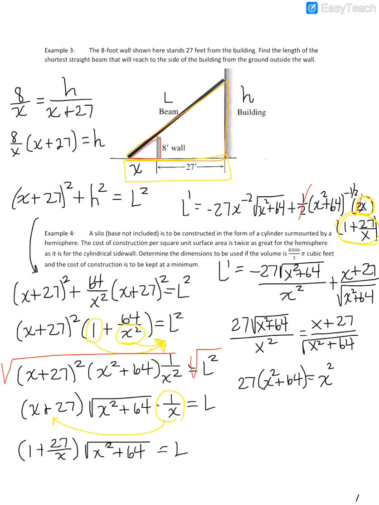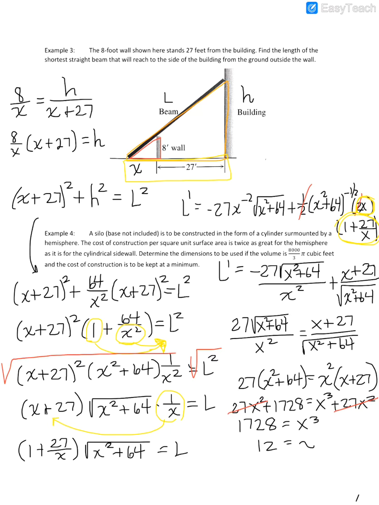Equals x squared times x plus 27. Okay, distributing, I'm going to get 27x squared plus 1728 equals x cubed plus 27x squared. If I minus 27x squared, those are going to cancel. So I get 1728 equals x cubed, and I do my cube root, and it is 12. All right, so clearly our algebra skills have to be pretty tight. We really are focusing a lot on solving equations and doing correct steps when dealing with all these crazy algebraic expressions.